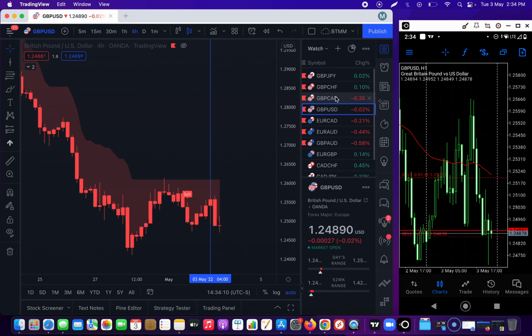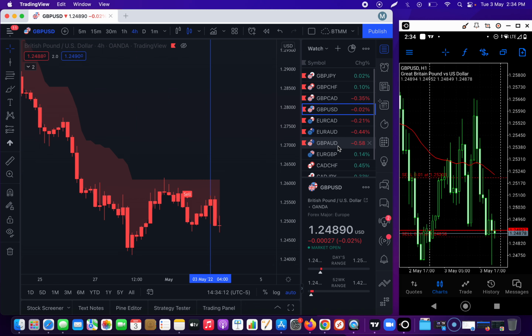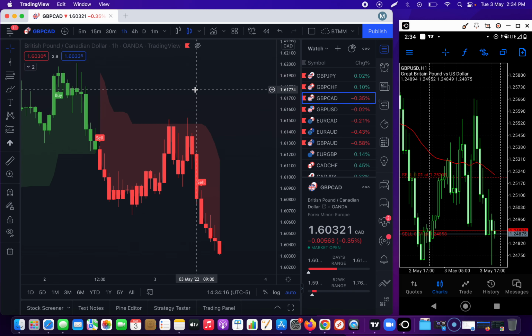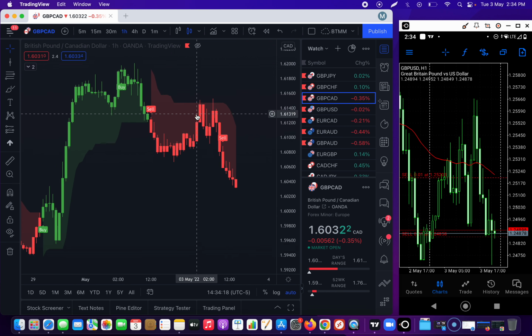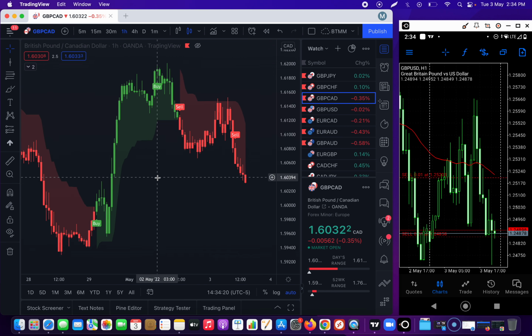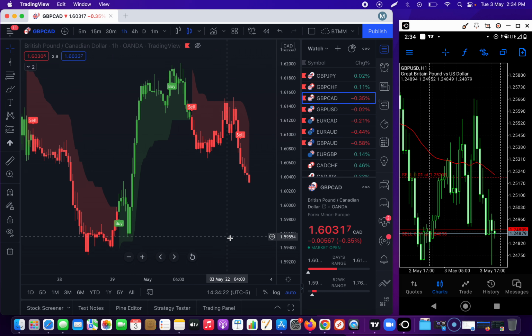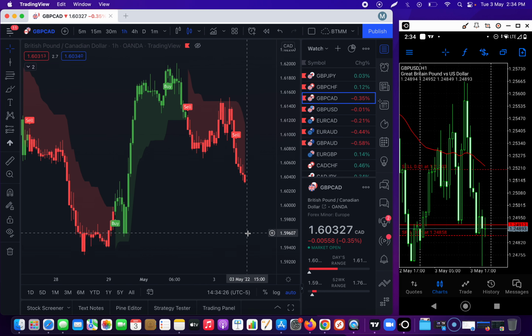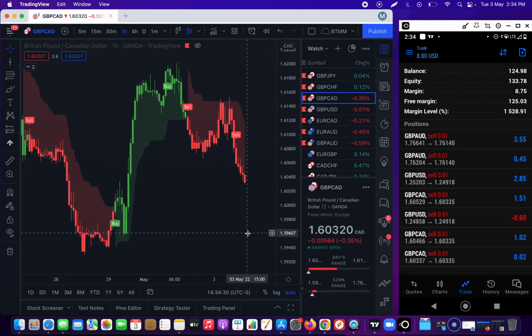Let me show you my target zone for GBP CAD because I like how GBP CAD looks. So yeah, my target for GBP CAD is all the way down here. So I'm going to hold these trades until Friday and let you guys know how they play out. All right. So yeah, going good so far on this account, guys.